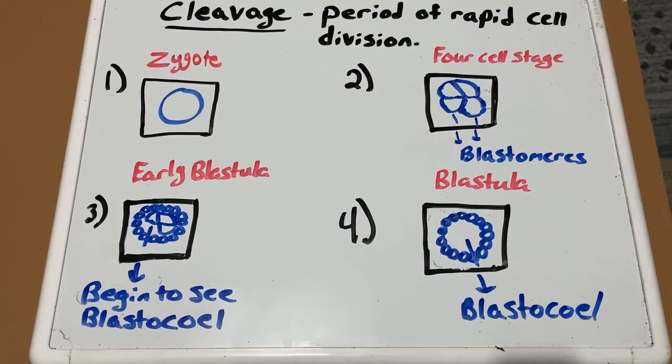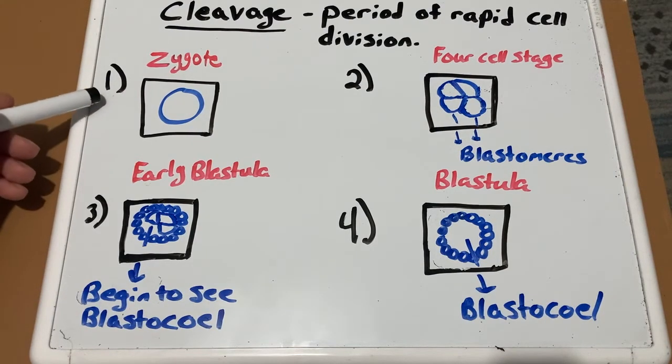Cleavage is a period of rapid cell division, and occurs without any growth in size of the cell. During cleavage, the zygote cytoplasm is divided into smaller cells known as blastomeres. This group of blastomeres produces a blastula, which is a hollow sphere of cells. The hollow center, which is a fluid-filled cavity, is known as the blastocele. The process of cleavage can be seen in these 4 steps.